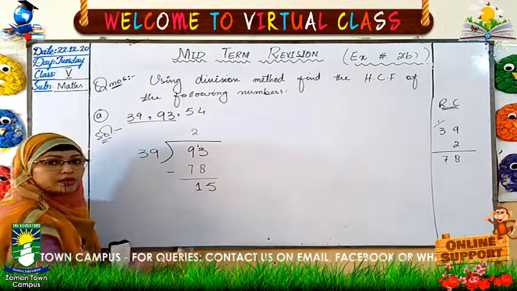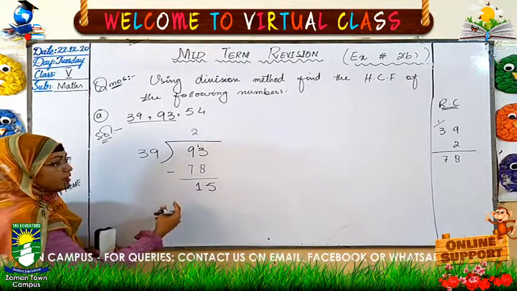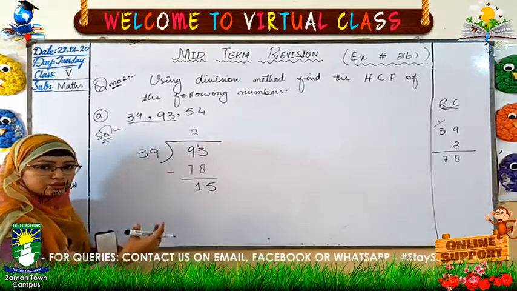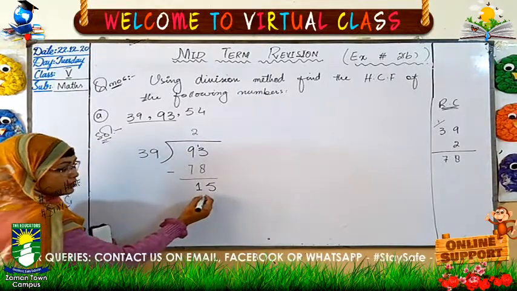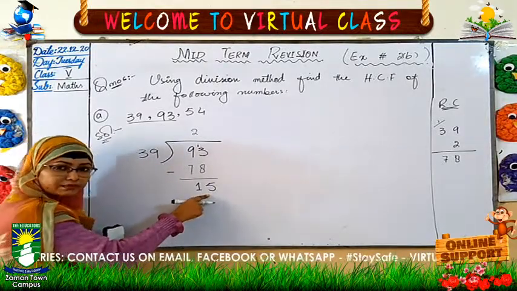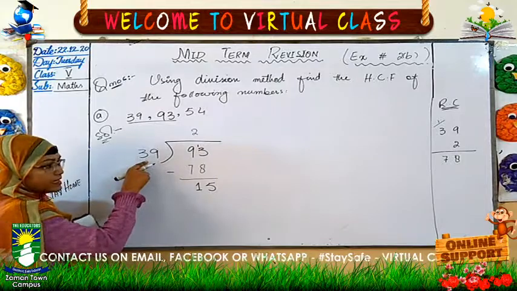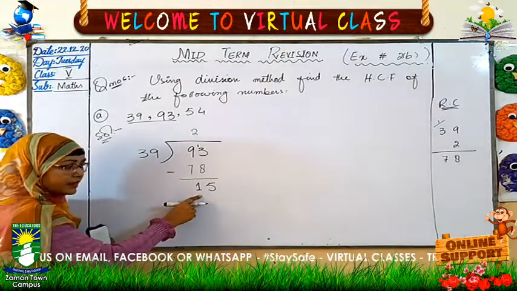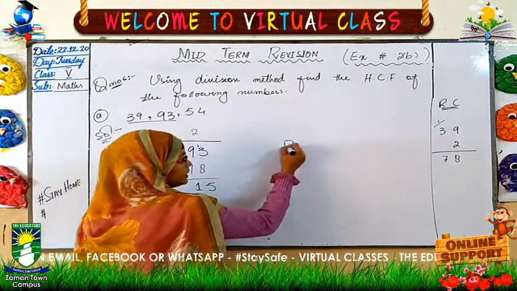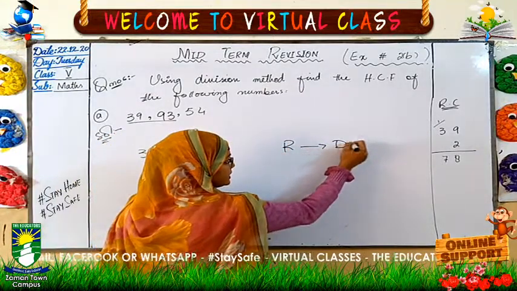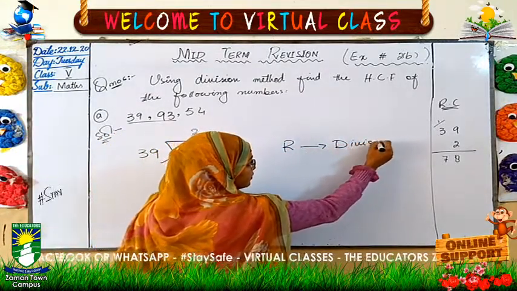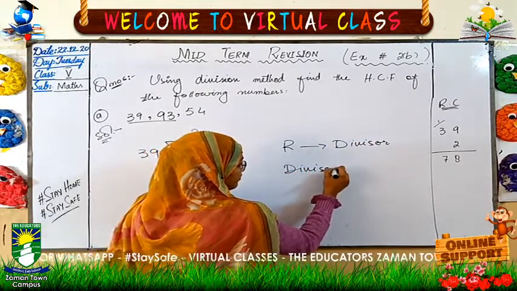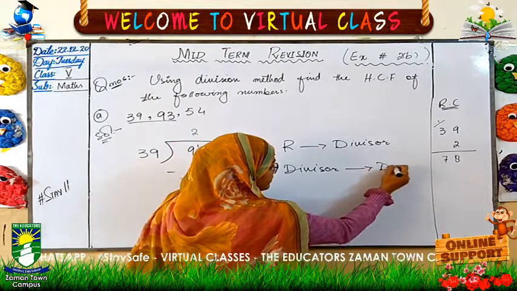is smaller now. When we are having this type of situation, what we have to do, we will switch the question. Switch the question means what? Now this is a remainder. Remainder will become divisor and the divisor will become dividend. Okay, remainder will become divisor or the divisor will become dividend.